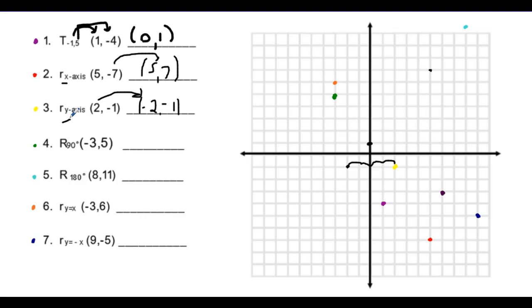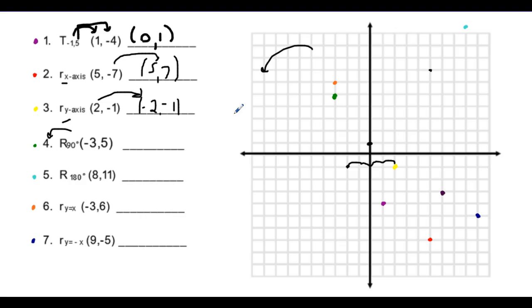In question 4, we have a capital R. Capital R means we're going to rotate. We're rotating 90 degrees, which means we're going counterclockwise, taking the point (-3, 5). So find the green point. You can turn your paper to the left, or counterclockwise, 90 degrees. I'm going to use the rule since I can't turn my paper.